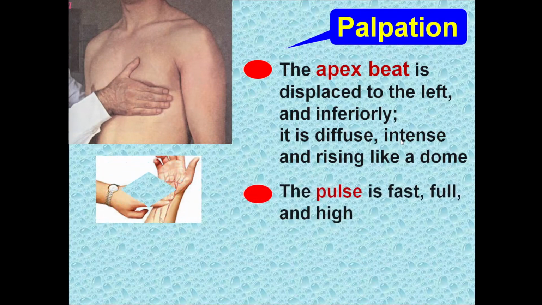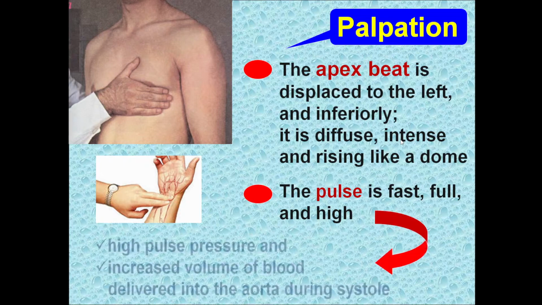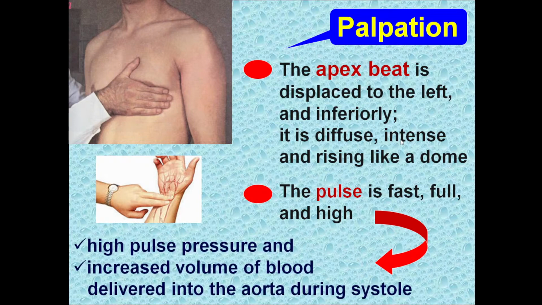Some problem will be with the peripheral pulse. It becomes fast, full, and high. It is full during the systolic period, but very quickly disappears during the diastolic period. We are talking about a fast and high pulse, which is connected with deviation between systolic and diastolic pressure. We remember high systolic, low diastolic, as a result high pulse pressure, and increased volume of blood during systolic and decreased during diastolic period.